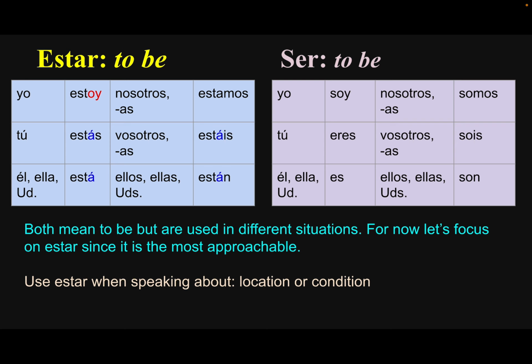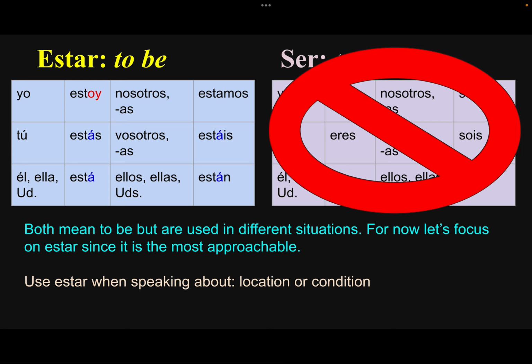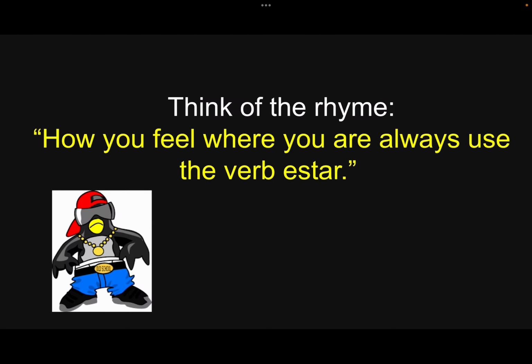You're going to use estar when you're talking about where something is and how someone or something feels or their condition. So for right now, let's pretend like we don't know ser exists. We'll come back to that another time and focus on the easier one, estar. If it helps, I have this rhyme for you. Whenever you need to use estar, just tell yourself this rhyme. How you feel, where you are, always use the verb estar.